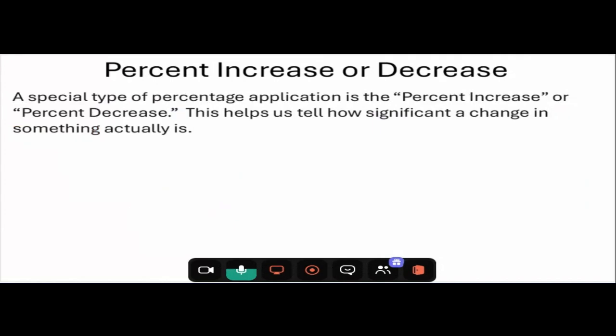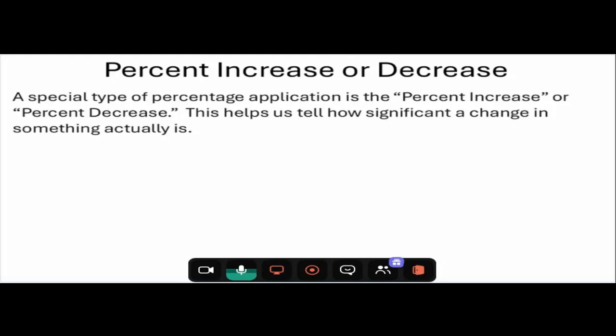Okay, last idea before we wrap this up is something called percent increase or decrease. And that's a special type of percentage word problem. And the reason that this is a really valuable tool is because this helps us determine how significant a change in something actually is.